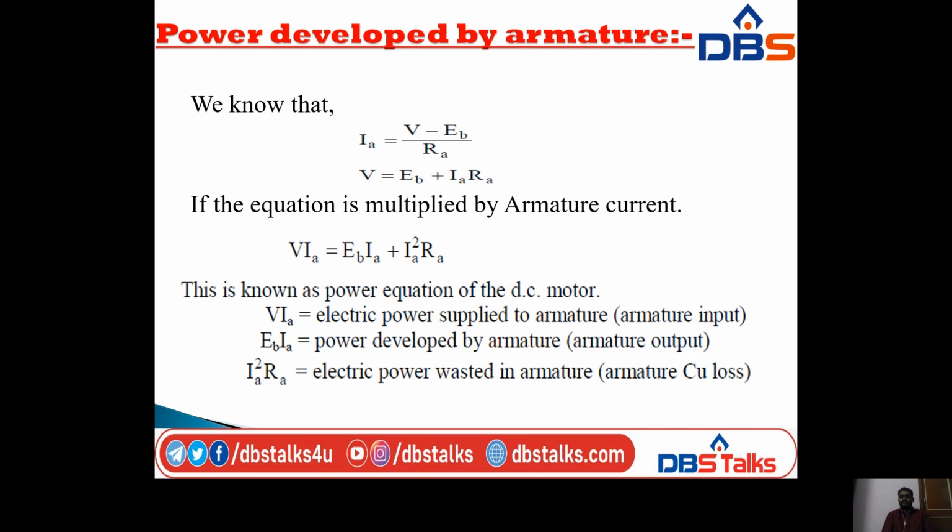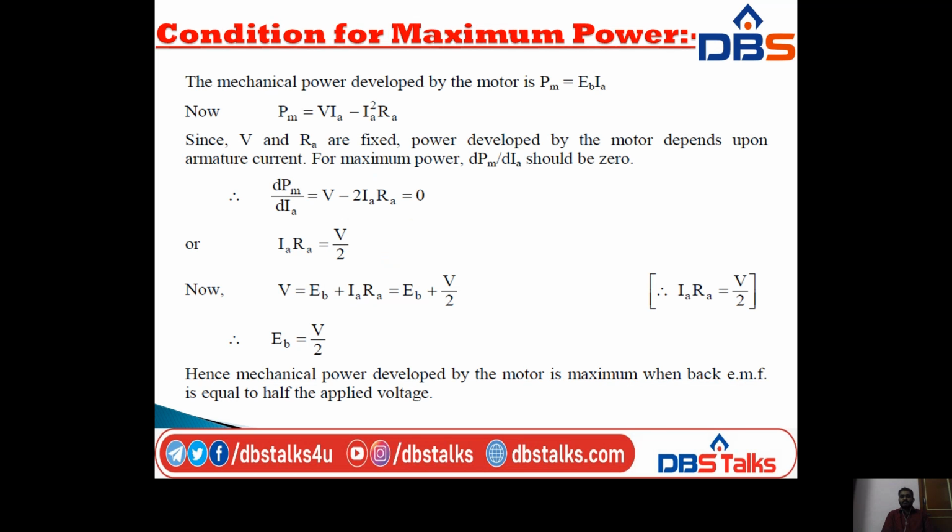From that equation, V Ia is the electric power supplied to the armature, that is the armature input, and Eb Ia is the power developed by the armature, that is the armature output. Next, Ia² Ra is the electric power wasted in the armature. This is the wasted power, that is loss. This is also called the armature copper loss, Ia² Ra. From this I am taking the condition for maximum power.